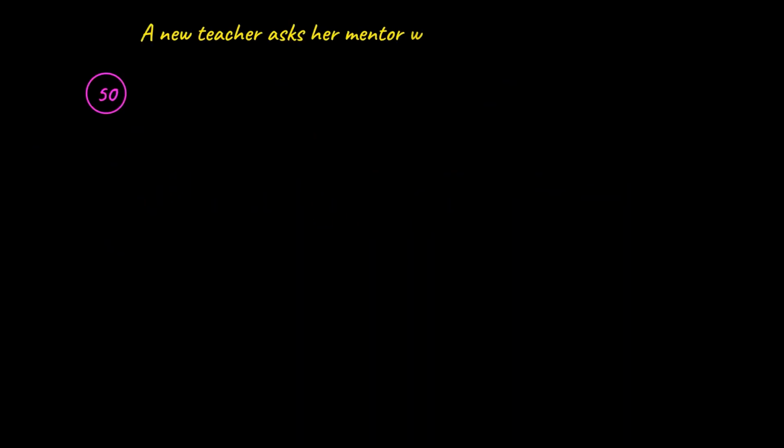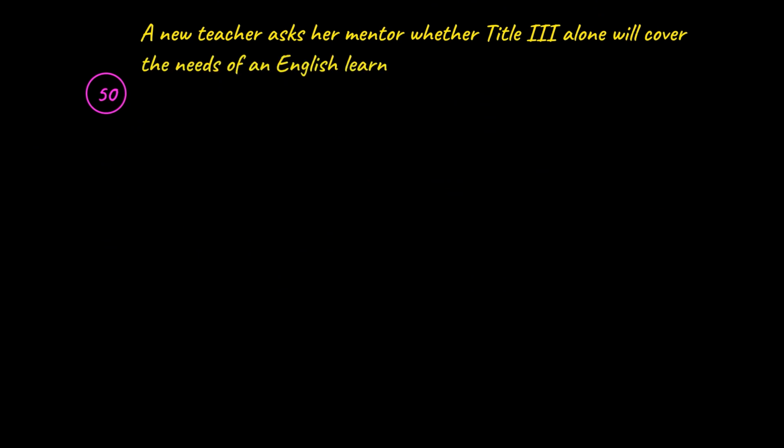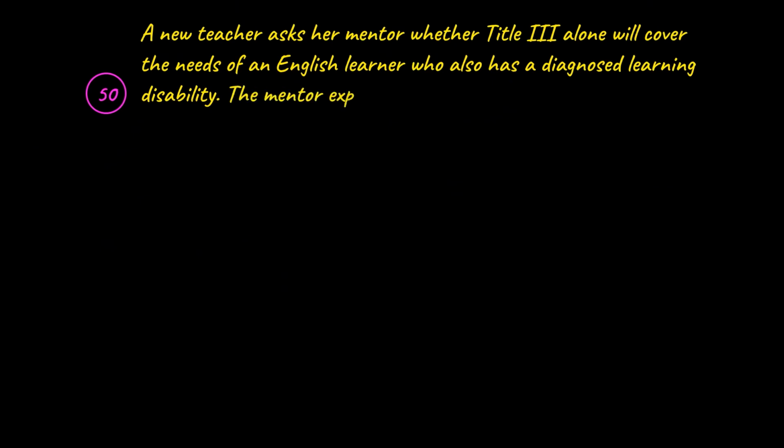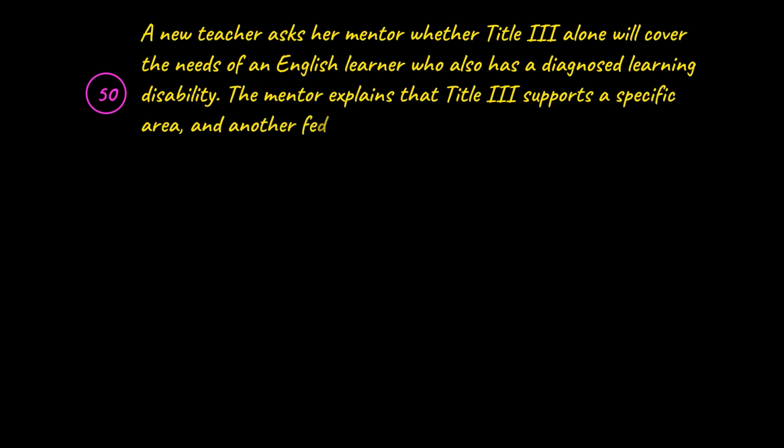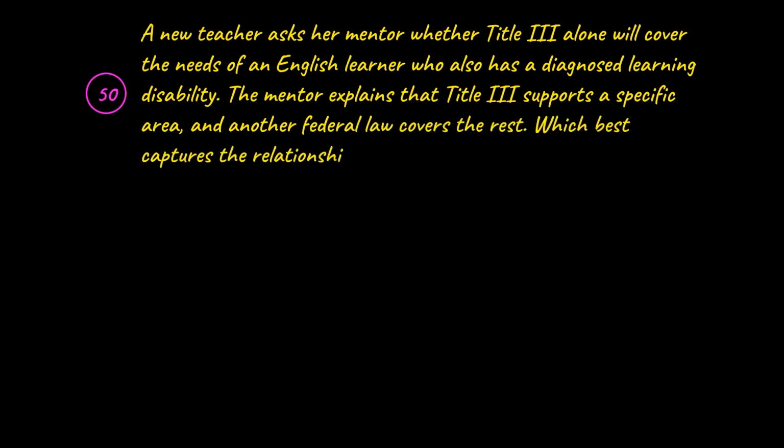Question 50. A new teacher asks her mentor whether Title III alone will cover the needs of an English learner who also has a diagnosed learning disability. The mentor explains that Title III supports a specific area and another federal law covers the rest. Which best captures the relationship between the two laws?